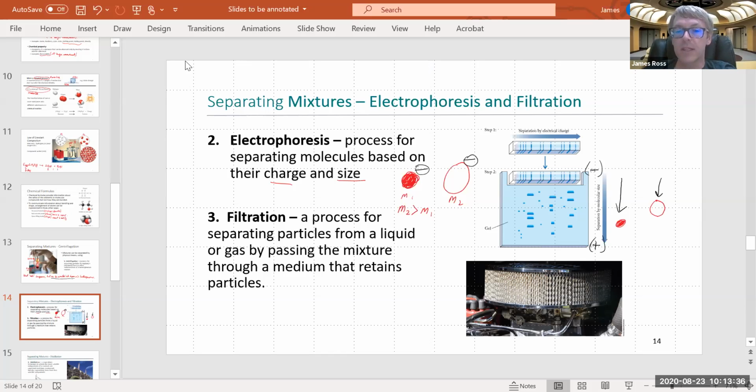So if all of these guys started on the start line here, I would expect the ones that moved further to be lower mass per unit charge, and the ones that didn't move as much to be higher mass per unit charge. So that's how I've used charge and size. Okay, filtration is just using size.